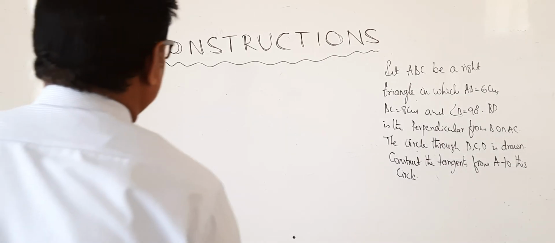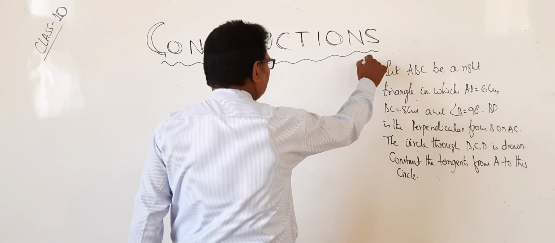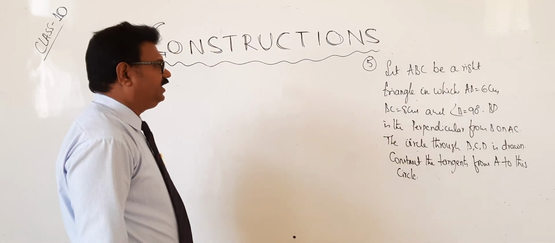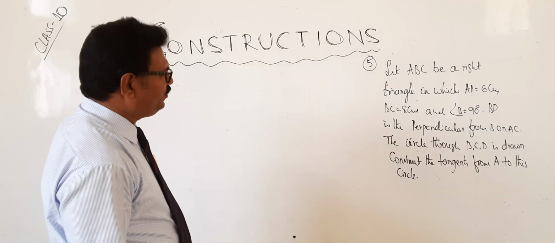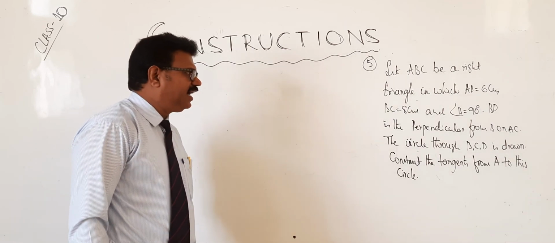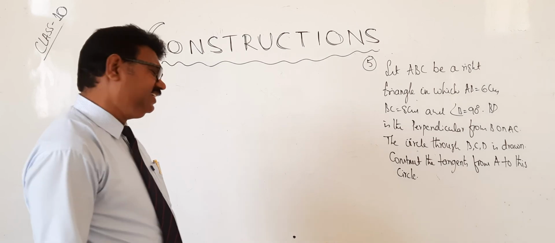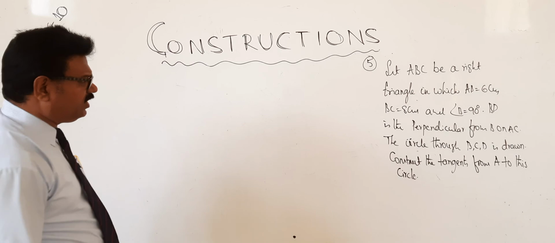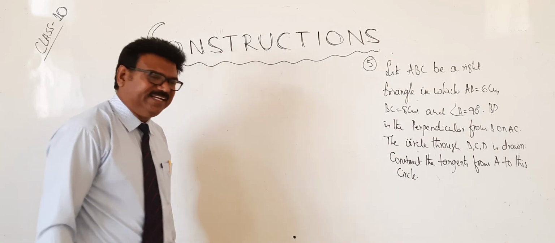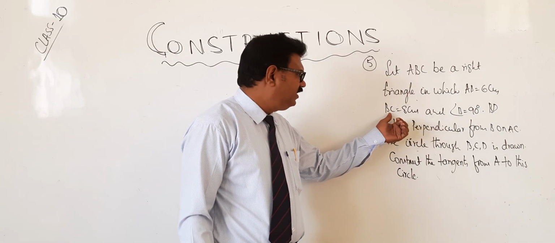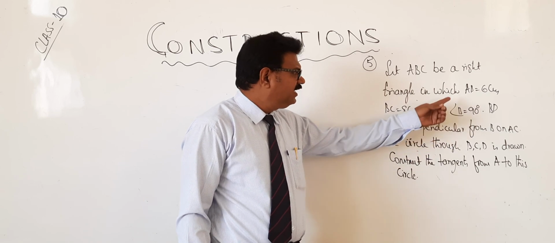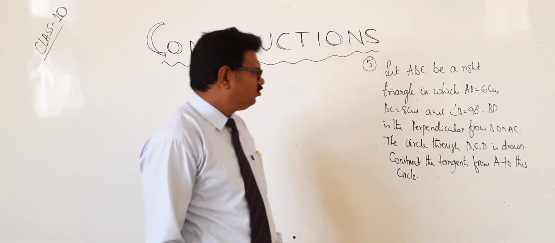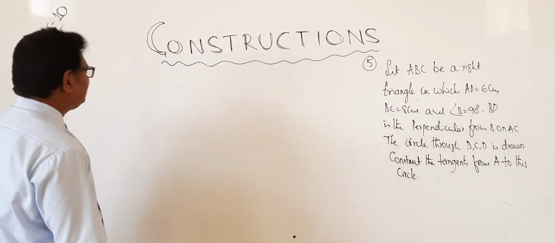Fifth problem. Let ABC be a right angle triangle in which AB equals 6 cm, BC equals 8 cm and angle B equals 90 degrees. Very simple. First, we should construct triangle ABC, with angle B being 90 degrees. Either you can take BC as the base or AB as the base. No problem. I will take BC as the base.